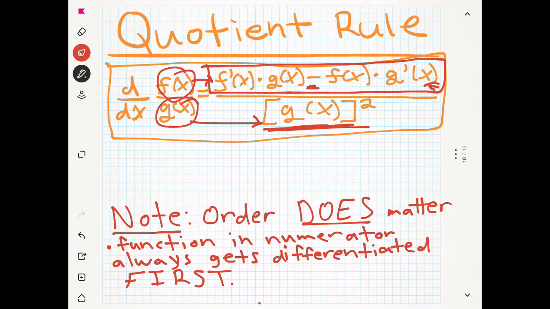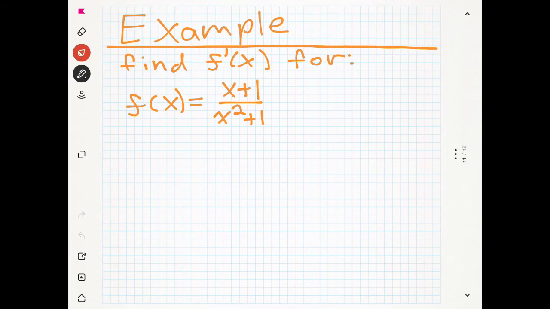Pretty much the top part stays the same, except instead of an addition sign, now there's a subtraction sign, and the order actually does matter, in which the numerator needs to be differentiated first. And then obviously we have this new addition, like I said, the denominator part to it, which is just the denominator of the two functions squared, right? So let's look at an example for this.